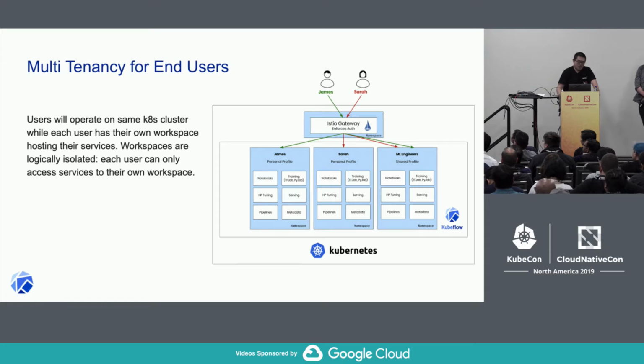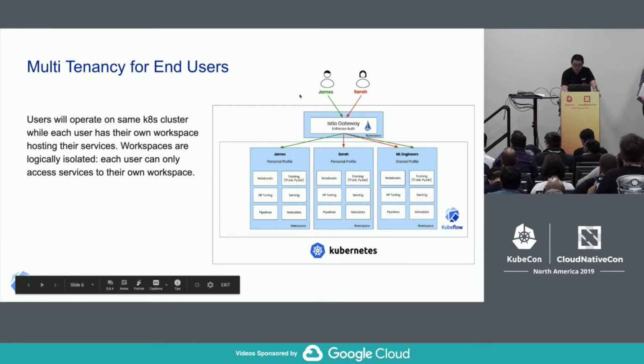Now let's describe a bit about multi-tenancy for end users. What's the desired experience we want? All the users will operate on the same Kubernetes cluster, while each user only has access to their own workspace by default. They can only access the services hosted in their own workspaces, and the workspaces are logically isolated by all means. Each user's access is gated across methods.